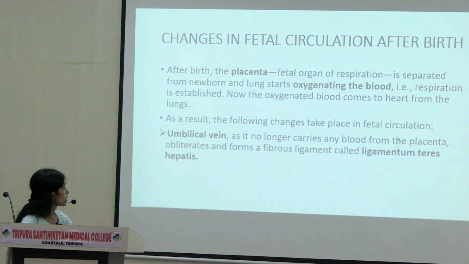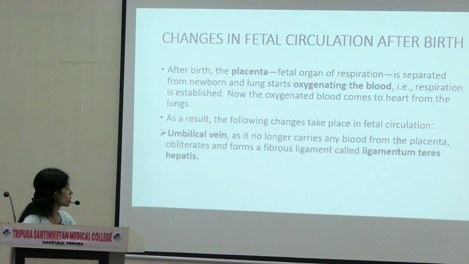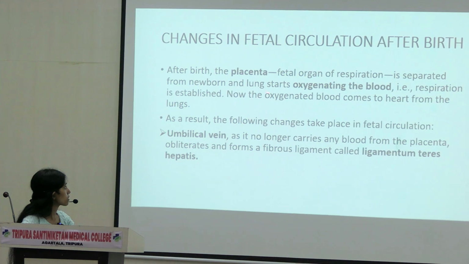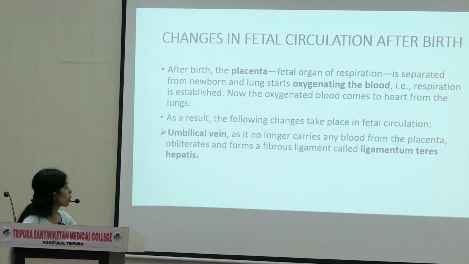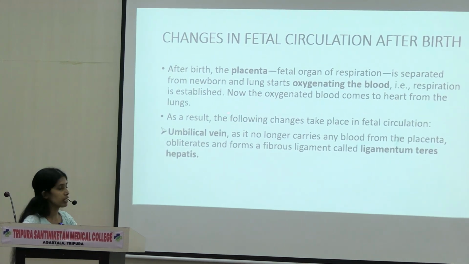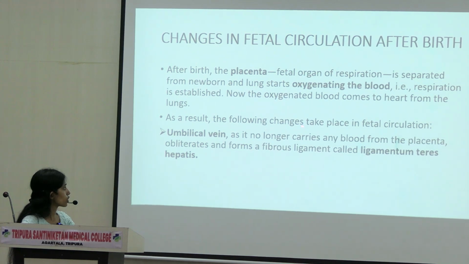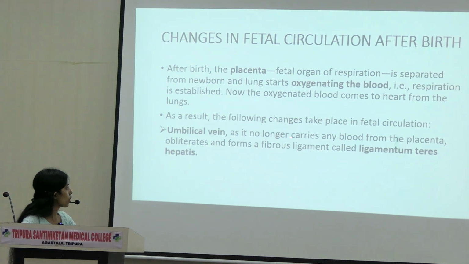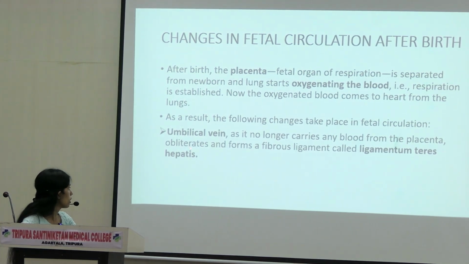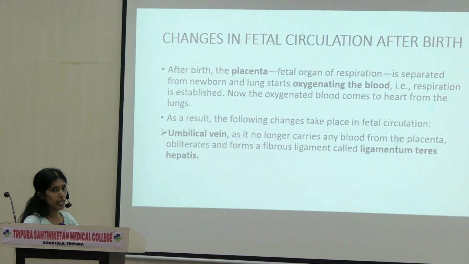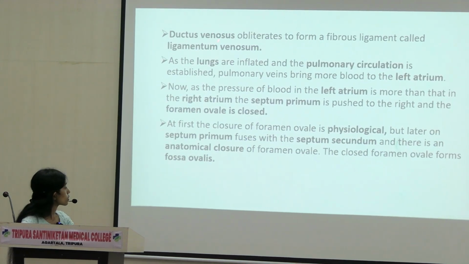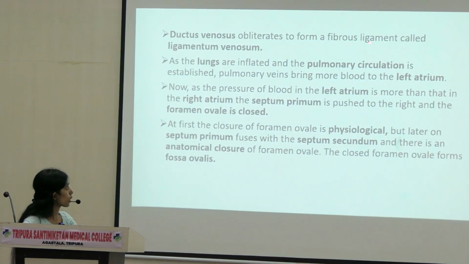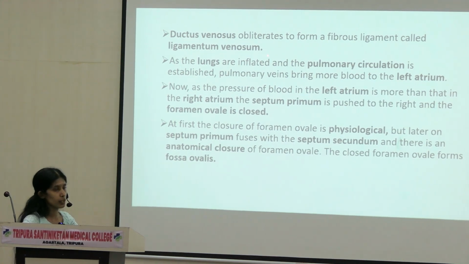Changes in fetal circulation that occur after the birth. At birth, the placenta, the fetal organ of respiration, is separated from the newborn and the lung starts oxygenating the blood, that is, respiration is established. Now the oxygenated blood comes to the heart from the lungs. As a result, the following changes take place in the fetal circulation. Umbilical vein, as it no longer carries any blood from the placenta, obliterates and forms a fibrous ligament called ligamentum teres hepatis. Ductus venosus will also obliterate to form a fibrous ligament called ligamentum venosum.